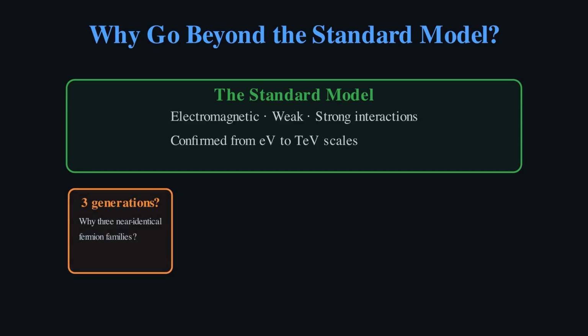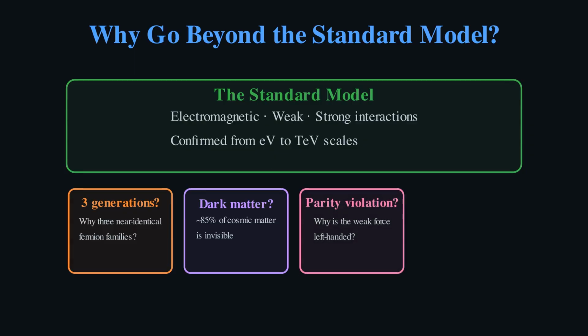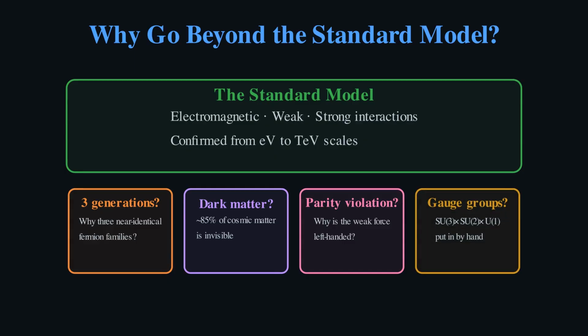First, it offers no explanation for why there are exactly three near-identical fermion generations. Second, roughly 85% of the cosmic matter budget is dark matter, something the Standard Model doesn't contain. Third, the weak interaction violates parity, but this chirality is imposed by hand, not derived. And finally, the gauge group SU(3) times SU(2) times U(1) is assumed, not explained.